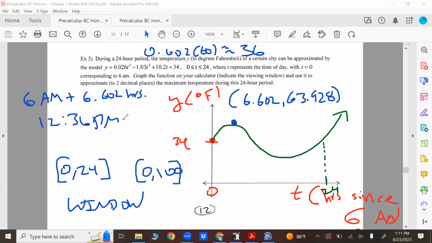Okay. So just some context there. And again, you're using the second trace, select maximum, go in between, go to the left of the high point, go to the right of the high point. The calculator kind of whittles this way in between and finds the high point, right? That's the algorithm it uses. Okay, we're okay with that?